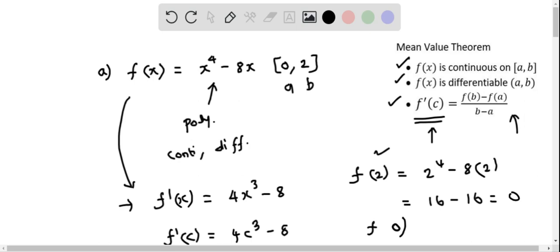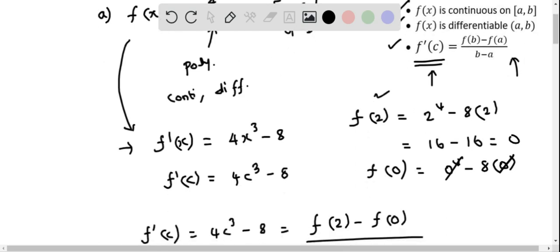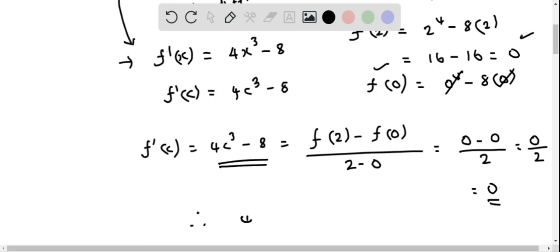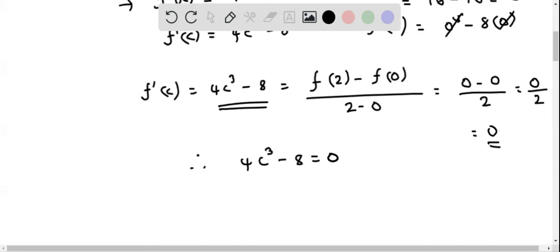Now let's find f of 0, which equals 0 to the power 4 minus 8 times 0, and this is once again 0. So we see that f of 2 is 0 and f of 0 is also 0. We will replace it over here. So this becomes 0 minus 0 divided by 2 minus 0, which is 2, so this becomes 0 over 2, and this is equal to 0. Therefore we have the equation 4c cubed minus 8 equals 0.